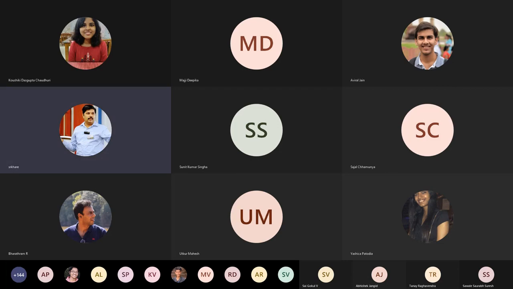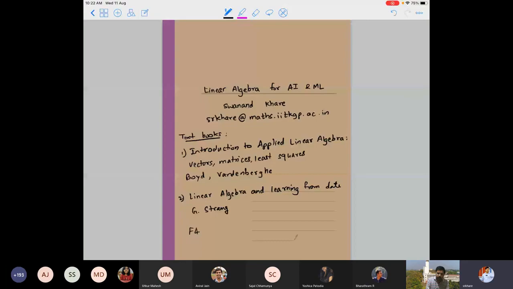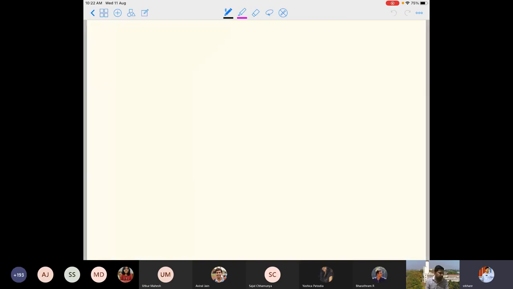F4 slot. So F4 slot is Wednesday 10, Thursday 9, and Friday 11 to 1, right? So this is 9 to 10, 10 to 11. So these are the 4 classes we'll have every week, and all the lectures for these 4 classes, notes, everything will be available in your Teams files. Okay. So let us start with the class.